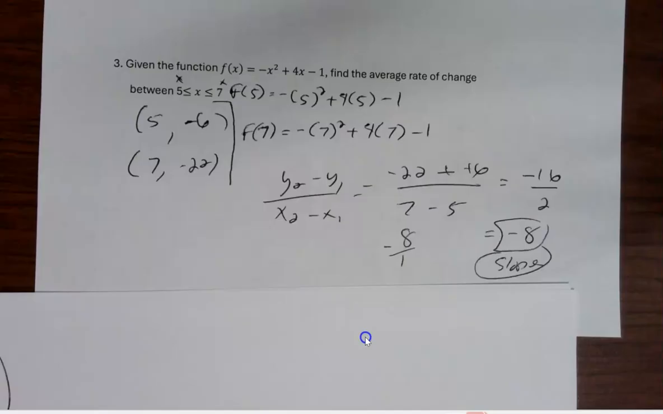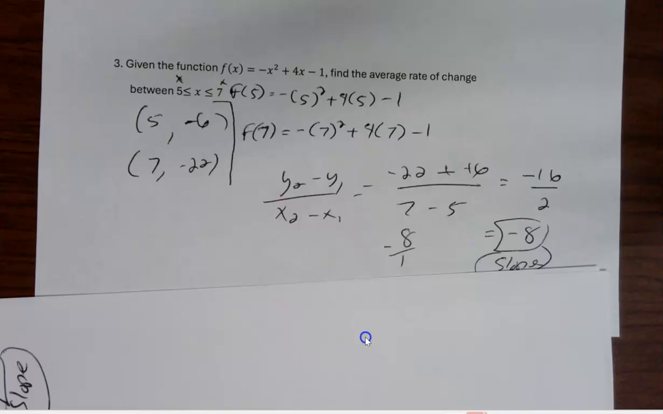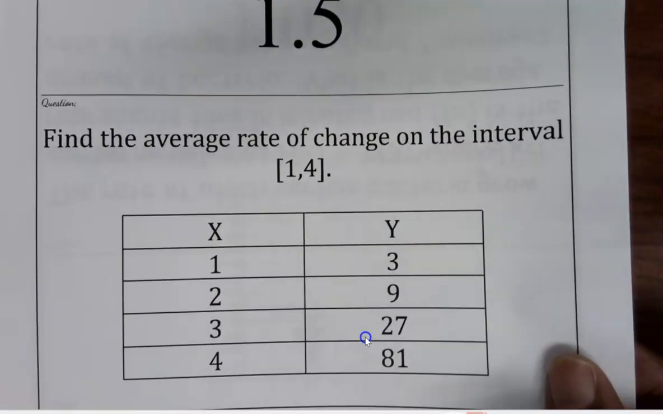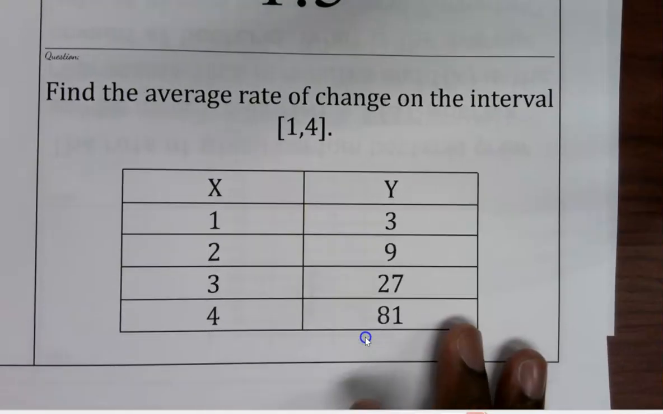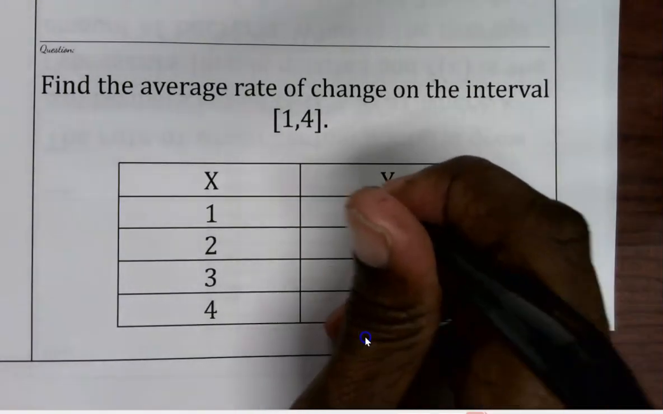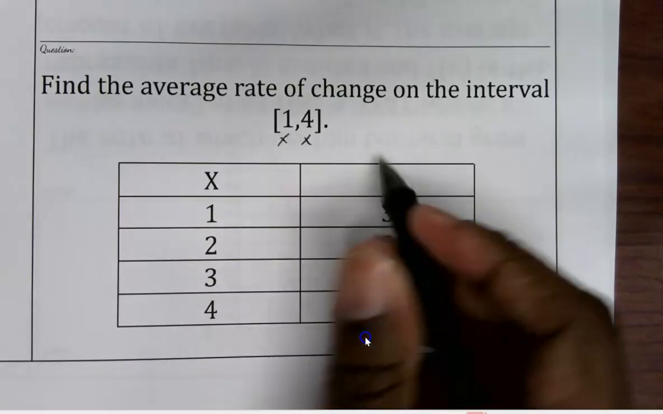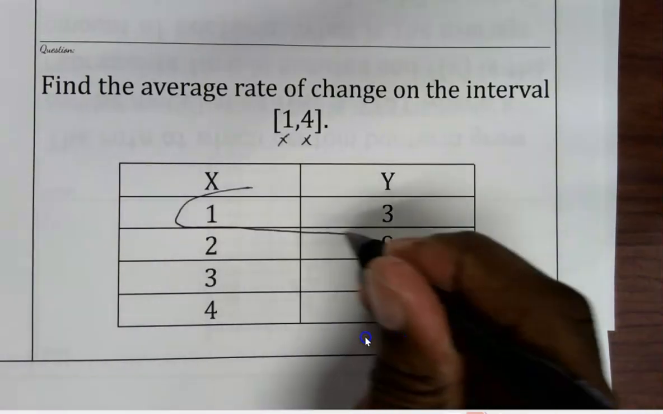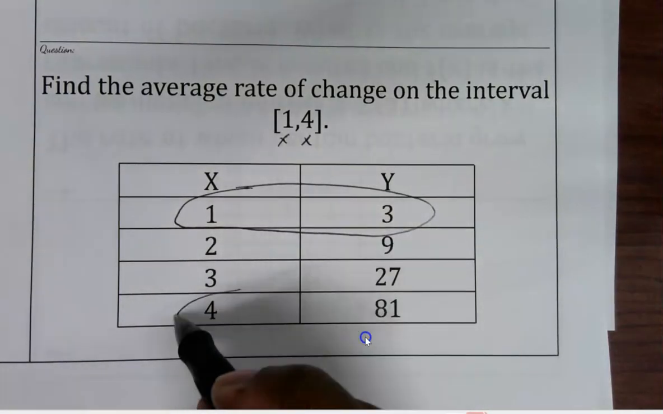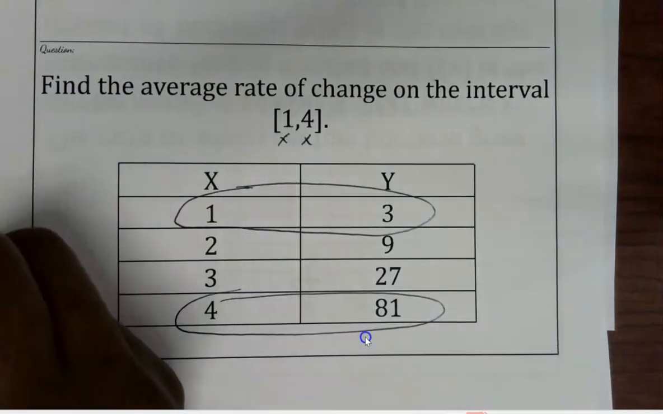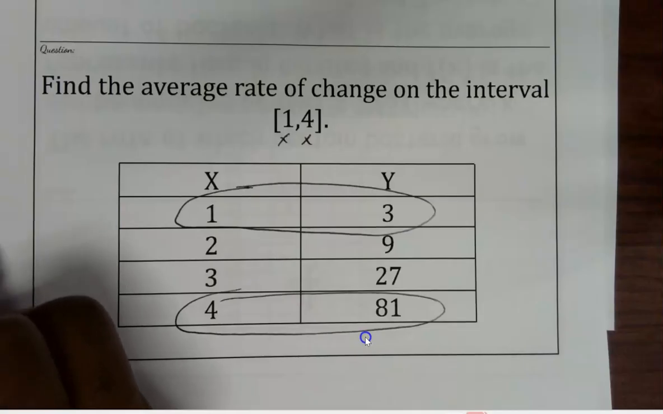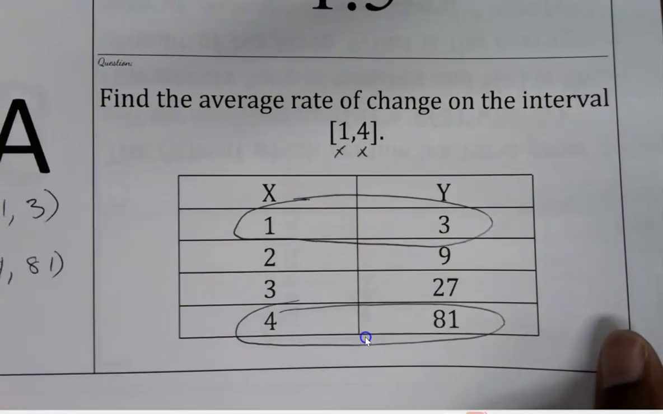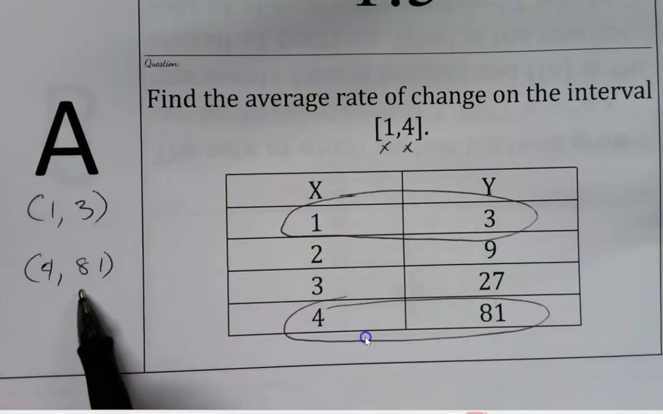Now, they could give it to you as a table, and we talked about that in the previous video. So I could give it to you like this. Find the average rate of change in this interval. This may or may not be quadratic. Remember, it works for anything. I'm going to use this ordered pair. This is x, and this is x. So x is 1, that's this place. X is 4, that's this place. So my ordered pairs are 1, 3 and 4, 81.